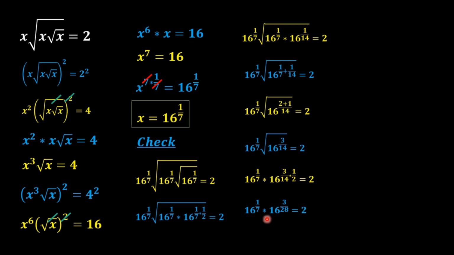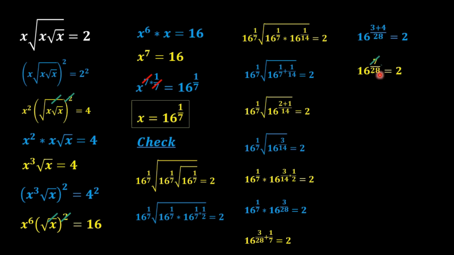Now we should apply again the basic rule of algebra. If the bases have the same value and are in multiplication, then their powers add up together. So here we should apply the same rule. As a result, we should get 16 to the power 3 over 28 plus 1 over 7 equal to 2. Now we should solve both of these values, 3 over 28 plus 1 over 7, by using the LCM method. As a result, we should get 16 to the power 3 plus 4 over 28. Now 3 plus 4 will be equal to 7 over 28.